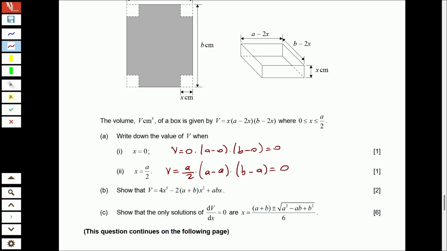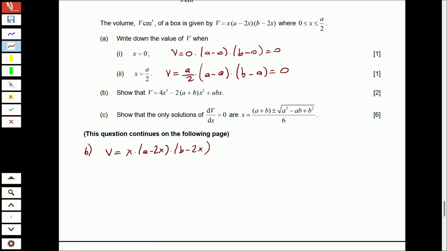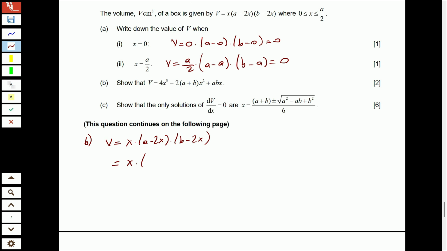Show that V equals 4x cubed minus 2 times a plus b times x squared plus abx. Okay, I know that V is given as x times this expression, right? I will just simplify this expression. First, I would like to multiply the last two terms. It will be easier. ab minus 2ax minus 2bx plus 4x squared, right? Yeah.